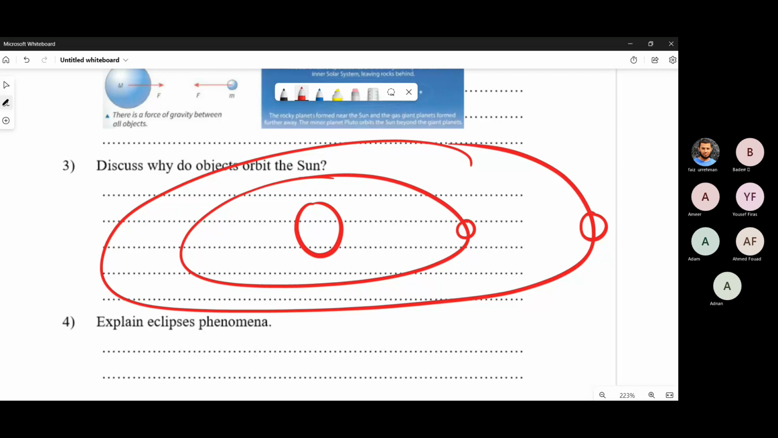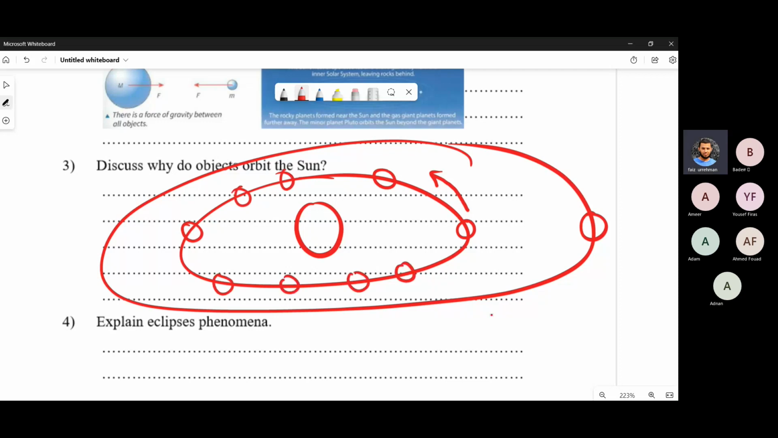Okay. Let me try to give a simpler explanation. Your explanation is not wrong. Your explanation is correct. But I think it's very high level for everyone to understand. What I read somewhere a long time back is that when the solar system was formed, the planets started revolving. Now, to maintain the balance, they will keep on revolving forever and ever until there is a resistance.